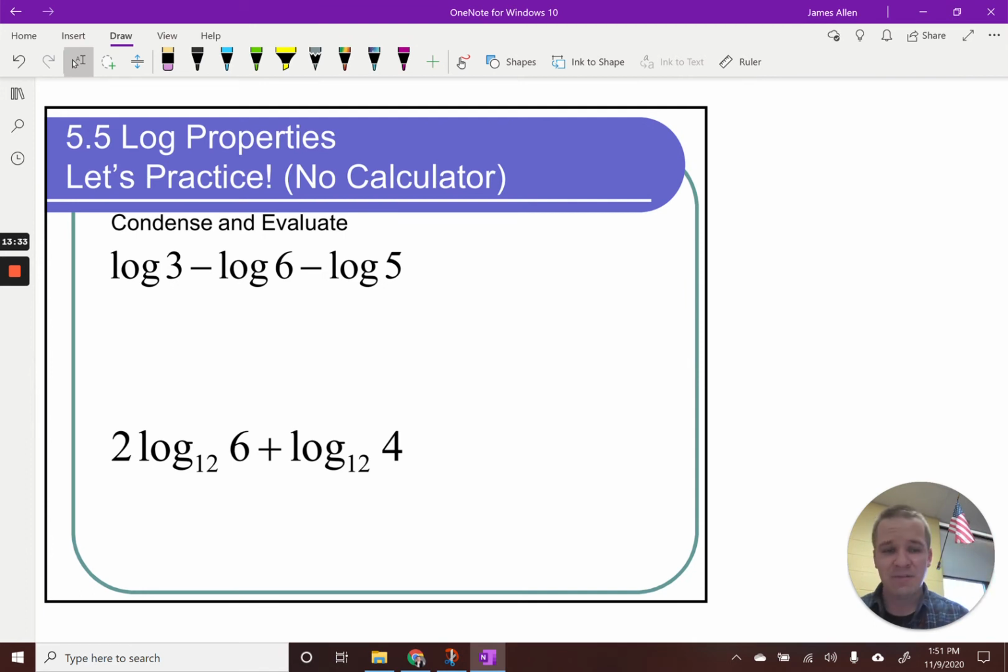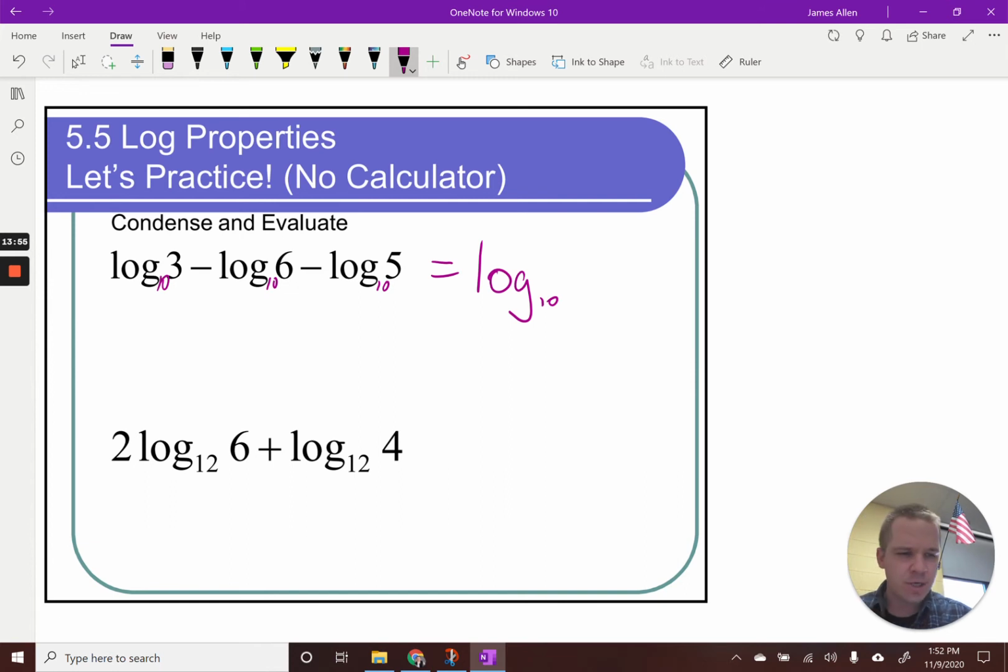All right? Condense and evaluate. Evaluate impossible. It's not always possible to evaluate, but sometimes. All right, so I have log. There's nothing there. What does that mean? It's a base 10, in case you need that. Lovely. So we're going to pop this all into one log base 10, or just log. I'm going to write the base 10 just because.